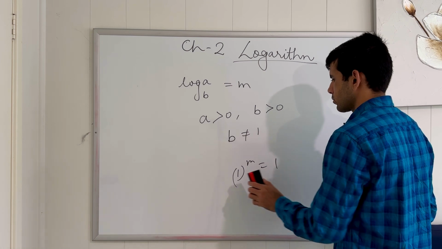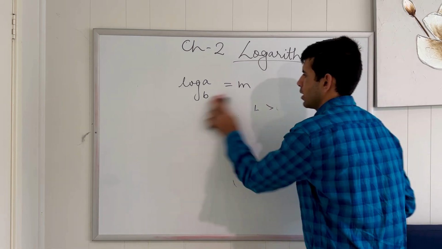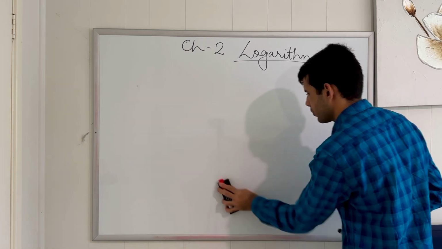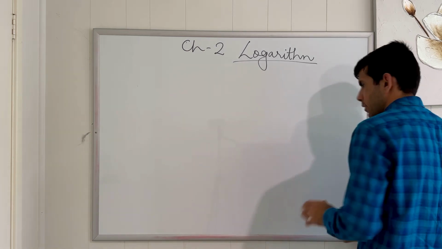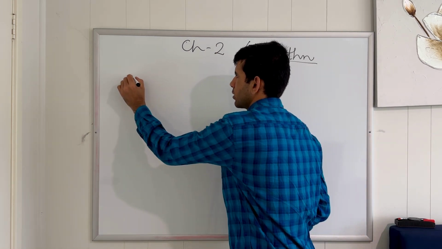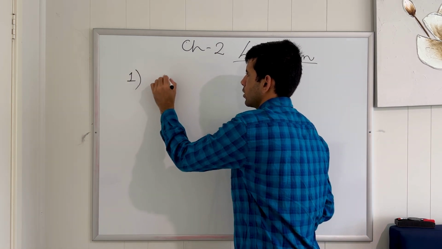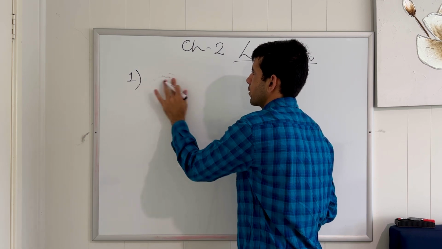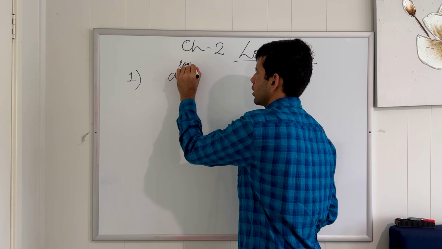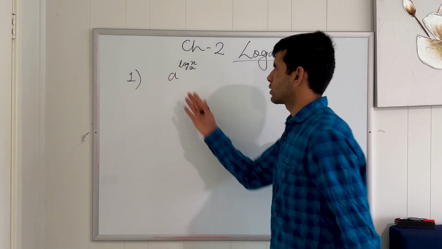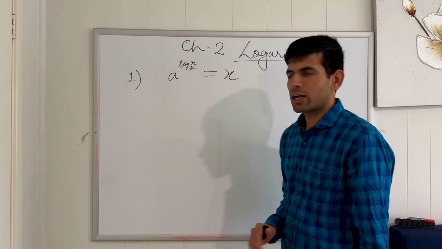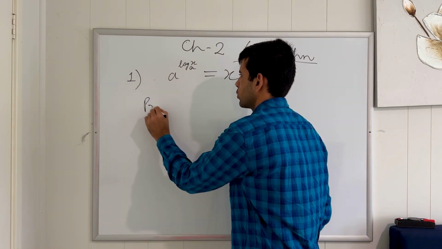And then, coming to the properties of log, there are majorly 4 properties. The first property is, for example, a to the power log x base a. If this is given, then we always get it equal to x, and we can just prove it. So, proof.